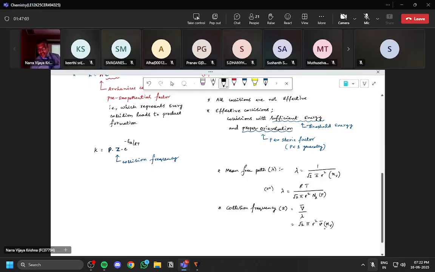We call this ZA, which means only one molecule is moving and all remaining molecules are stationary. If all molecules are symmetrical and all molecules are moving, then I call it ZAA. What do you mean by ZAB? When two different molecules make collision, it is called ZAB. We discussed all this in the states of matter chapter. Just a moment, I will open it.